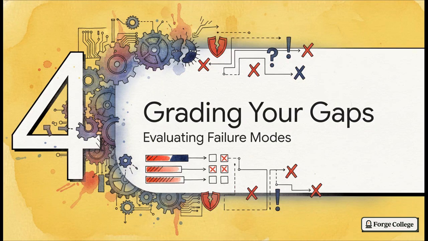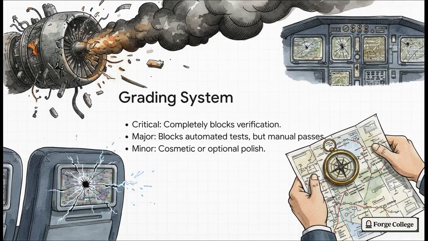But you know what happens when you inevitably get a fail in that status column? Well, that brings us to Section 4, grading your gaps and evaluating those failure modes. Borrowing from our aviation theme again, failures have different severity levels. We highly recommend using a 3-tier grading system here. Critical gaps, those completely block verification. The plane cannot fly. Period.